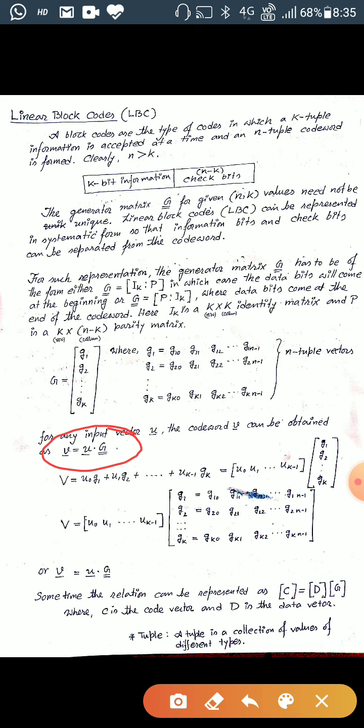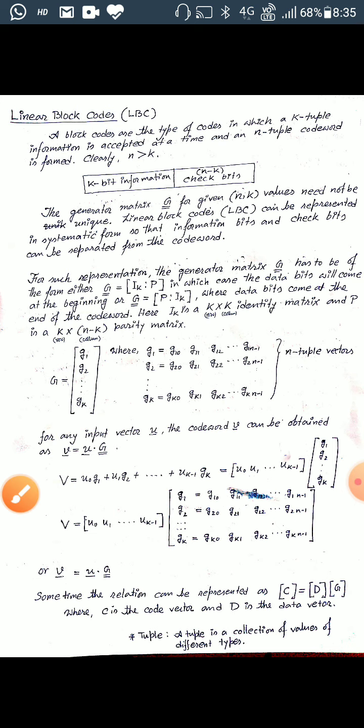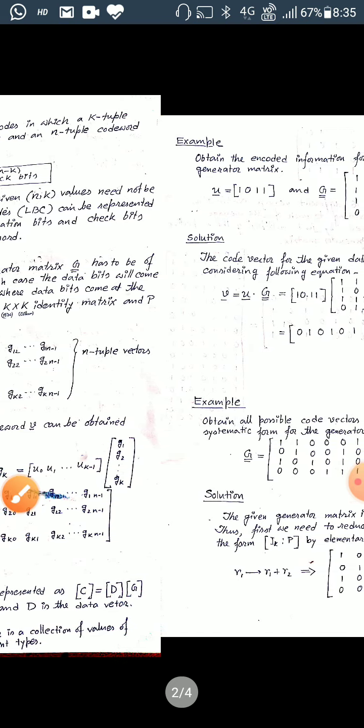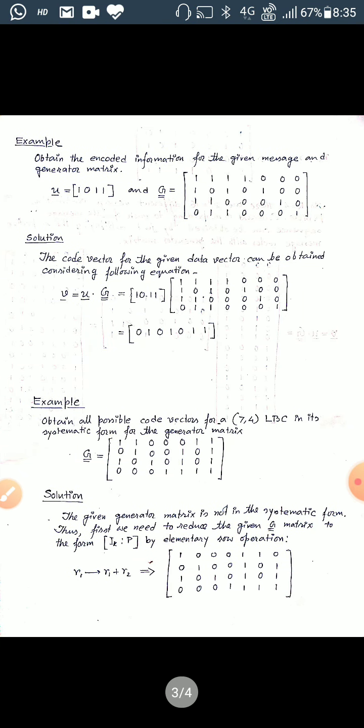It can be written in matrix form as C equals DG, where D is the data vector, or the message, and G is the generator matrix. So we will look at an example for our analysis, to make it more interesting and for better understanding.